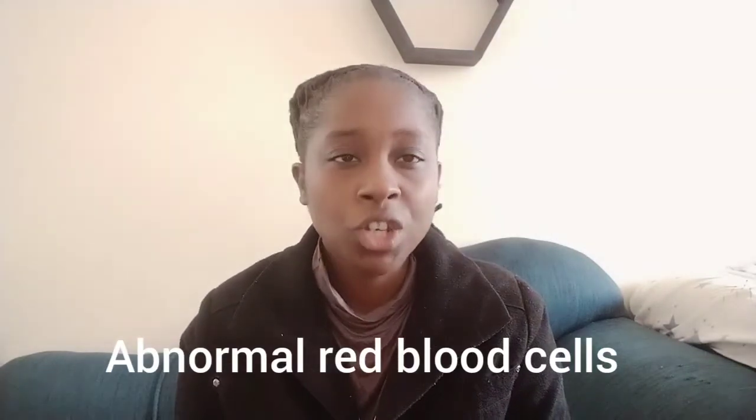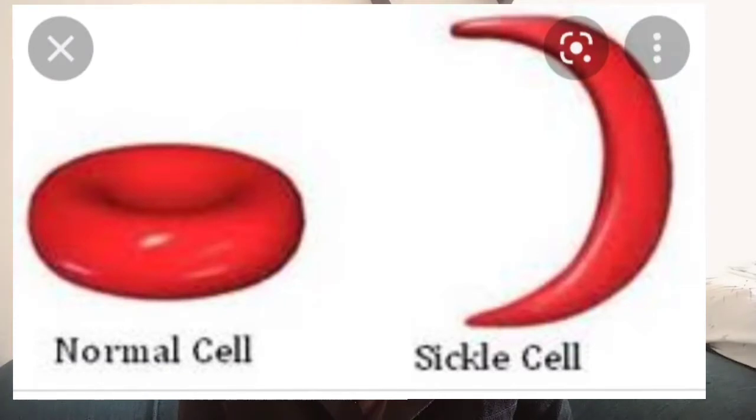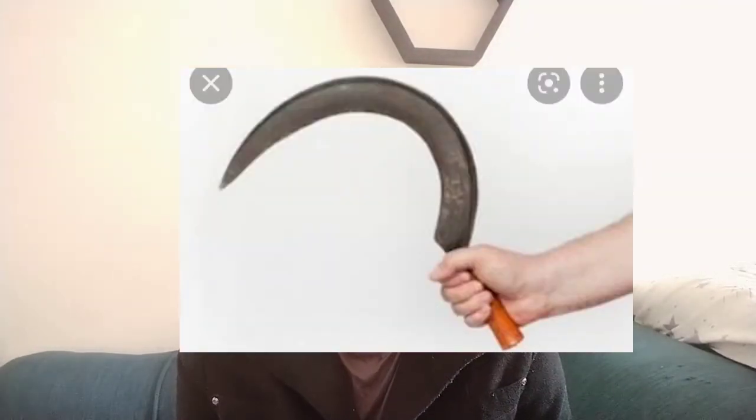It's a blood disorder in which the body produces abnormally shaped red blood cells, in the form of a crescent moon or a sickle. Do you know a crescent moon or a sickle? I'll show you some diagrams of how they look. So the red blood cell is in the form of a crescent moon.